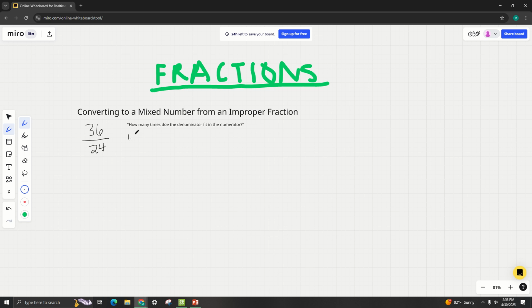My first step is I'm going to divide. How many times does 24 fit in 36? So let's find out. Let's do it off to the side over here. There we go. So remember, I'm dividing my top number by my bottom number. 36 divided by 24.